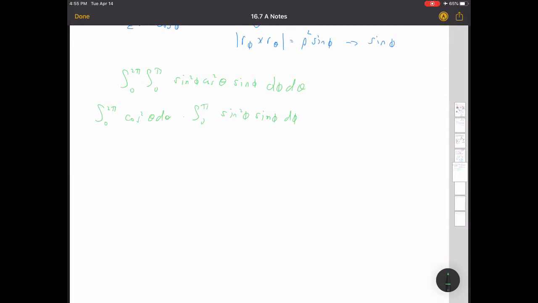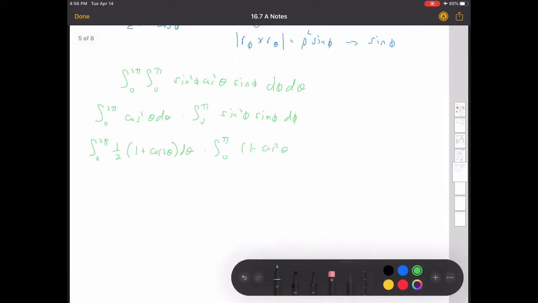Alright, so let's go ahead and take a look. Cosine squared, you need to use the reduction formula for that one, which is cosine squared is 1/2 of 1 plus cosine of twice the angle. In order to do the phi part, we're going to have to change sine squared phi into 1 minus cosine squared phi. Keep writing theta.